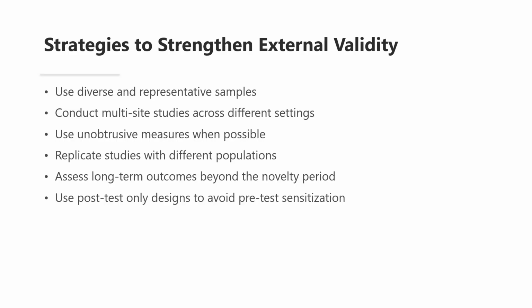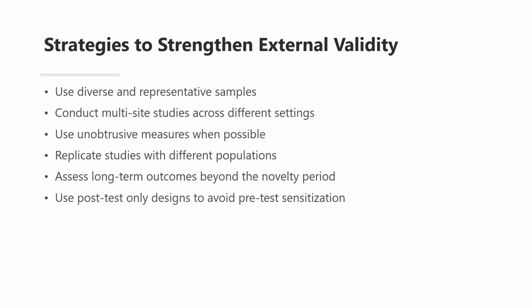Using unobtrusive measures, meaning measurement methods that participants are not aware of, reduces the Hawthorne effect. For example, tracking clinic utilization through electronic health records rather than asking participants to self-report their healthcare visits. When participants do not know they are being measured, their behavior is more likely to reflect natural patterns.